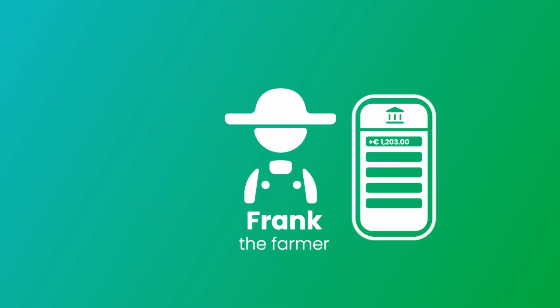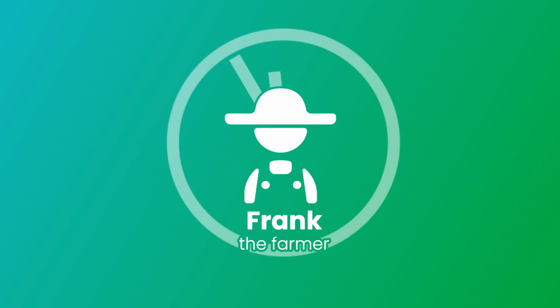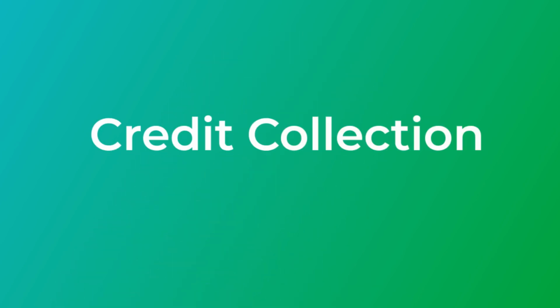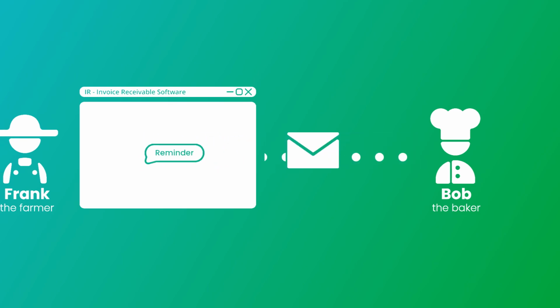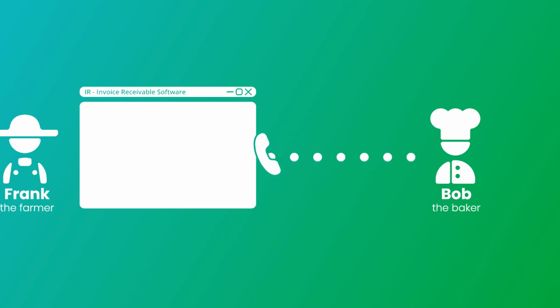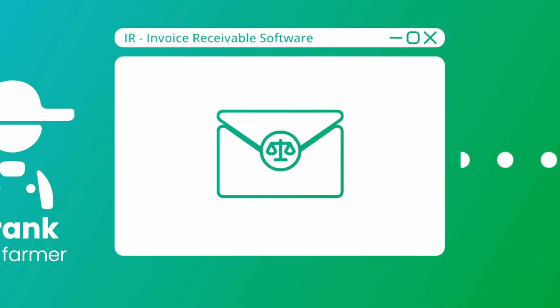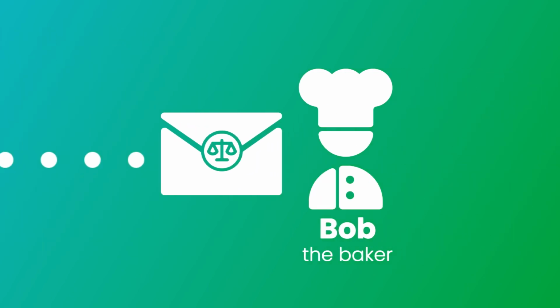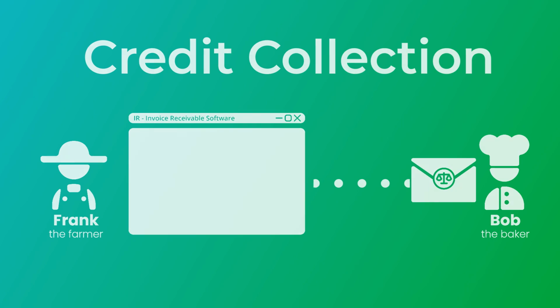Until he either sees that he got paid by Bob by checking his bank statements, that's the happy case, or he receives an email back from Bob saying that he did not like the flour and that he rejects the invoice. In most cases, neither of those will happen in the next few weeks, and this will lead to credit collection. Frank's IR software will then start sending reminders to Bob via email, SMS, and maybe even by calling Bob to get his payment. If none of this worked and the invoice is still pending payment, Bob might receive an unpleasant lawyer's mail with a lot of extra penalties. All of this is undesirable and unfortunately common with legacy invoicing.